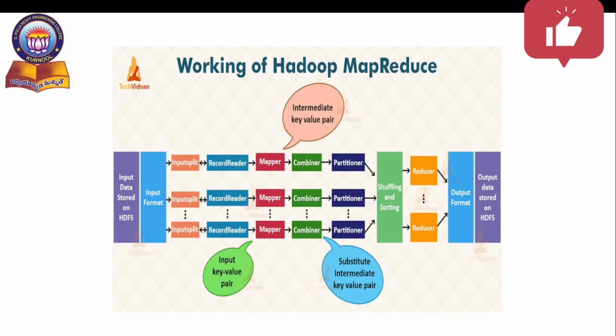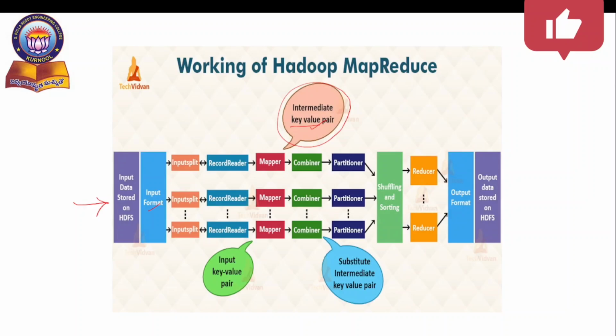Now we will see a detailed diagram and what all the phases are that will be carried out while a MapReduce task works. We need to remember one thing: in a MapReduce task we often talk about intermediate key value pairs. That key value pair is the exact output that we receive after the MapReduce task has been completed. Now see, input data is stored in HDFS, the Hadoop Distributed File System.